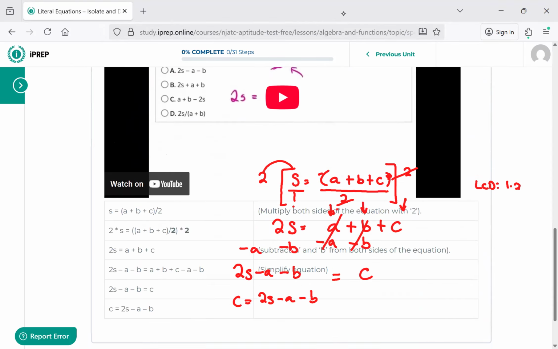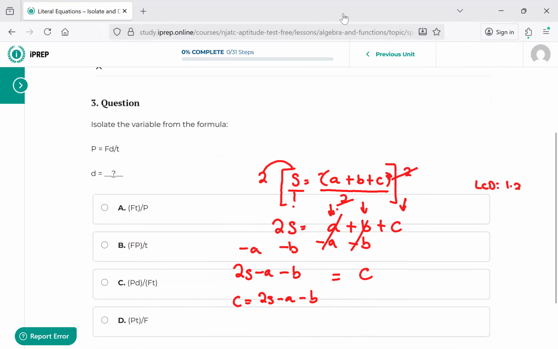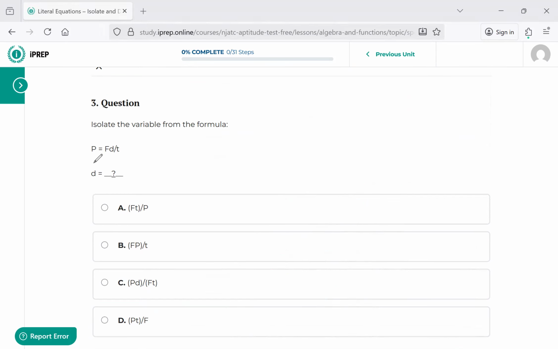Correct. Okay, move on. Let's solve for small d. So let me rewrite this if it makes it easier. I don't like that slanted line. I'm going to rewrite it as a completely horizontal line. So you have big F times small d all over t, small t. So we want to solve for small d.